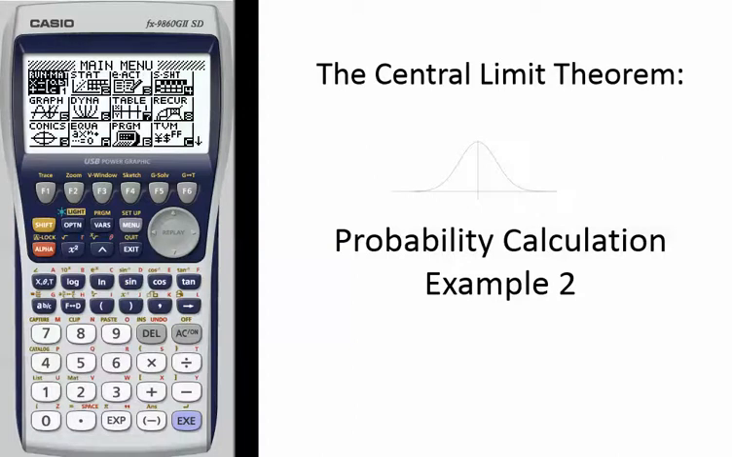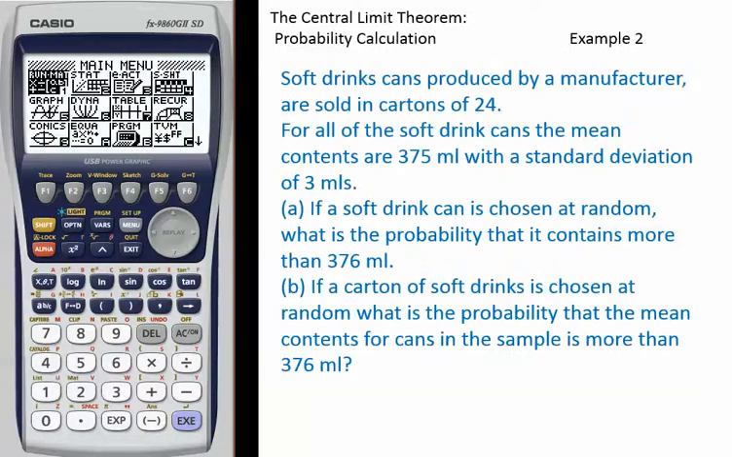Here's another example of a problem using the central limit theorem, just to help your understanding. Soft drink cans produced by a manufacturer are sold in cartons of 24. For all of the soft drink cans, the mean contents are 375 mils with a standard deviation of 3 mils. And two questions here. They seem very similar, but there's a subtle difference.